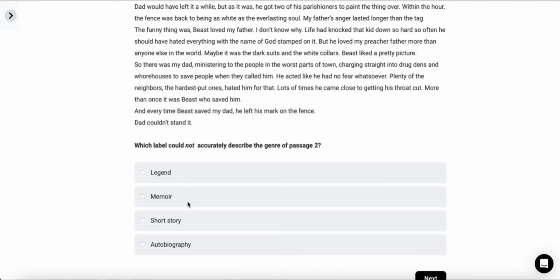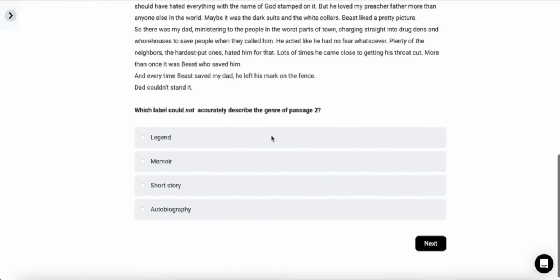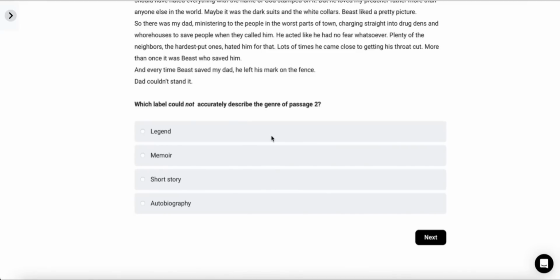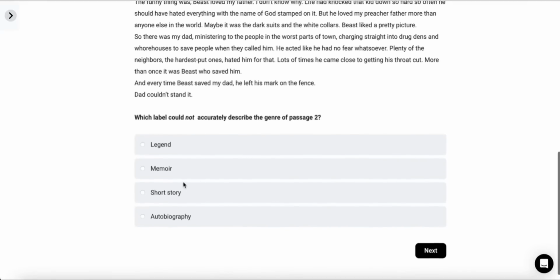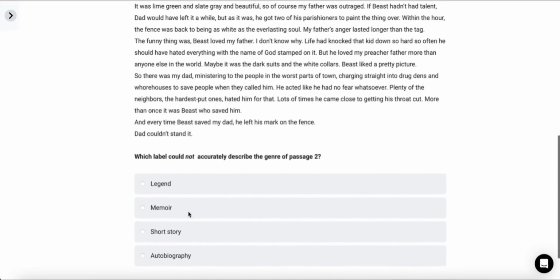This sounds like it could be a piece of text for a memoir. It is written in first person. It's lots of I's and my father. This passage is also very short. It's a short story. And it could be an autobiography, which is an account of a person's life told from their perspective. So this passage is definitely not a legend.